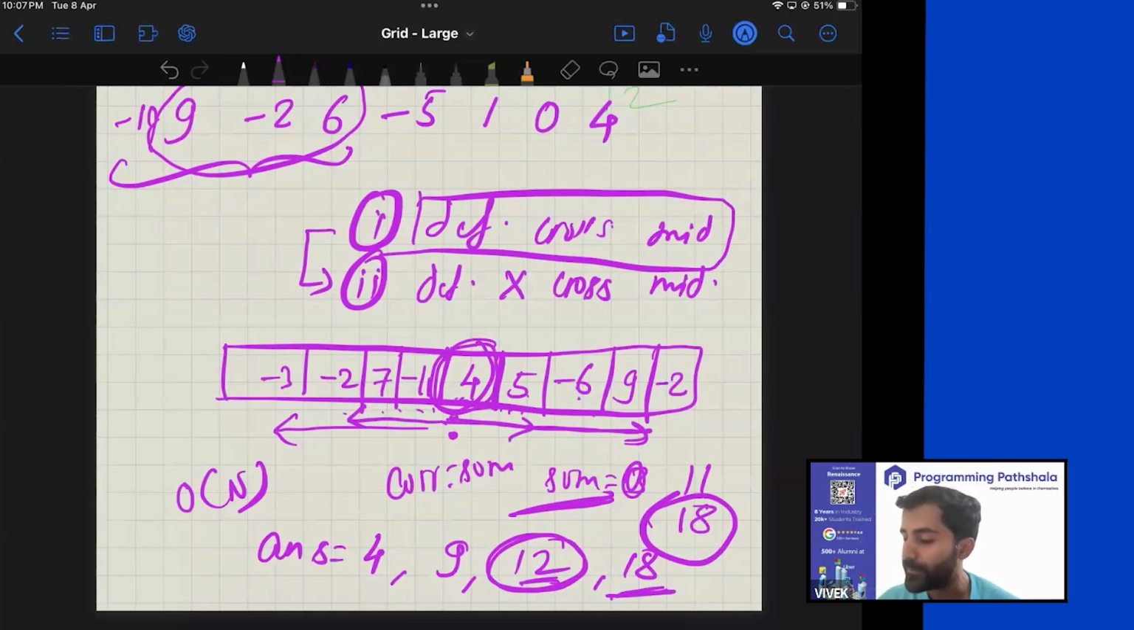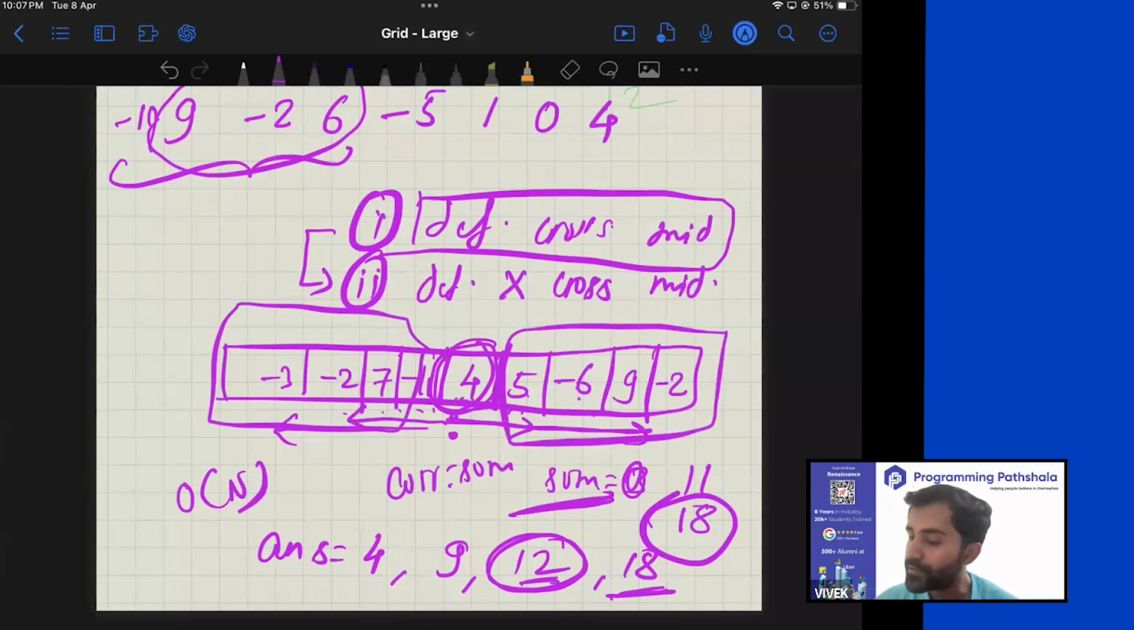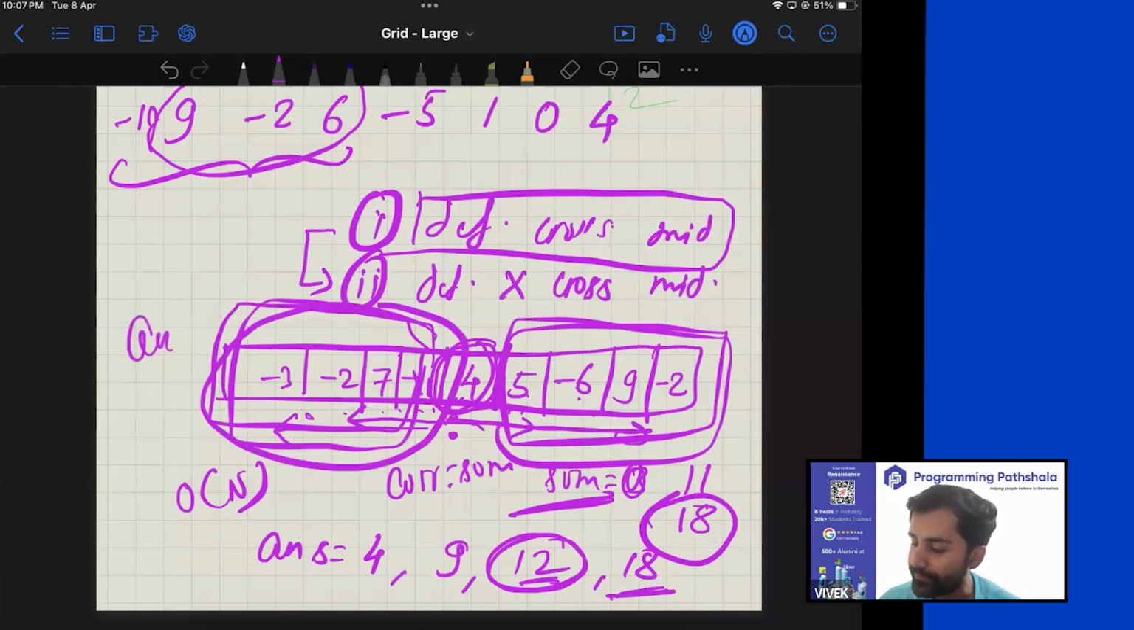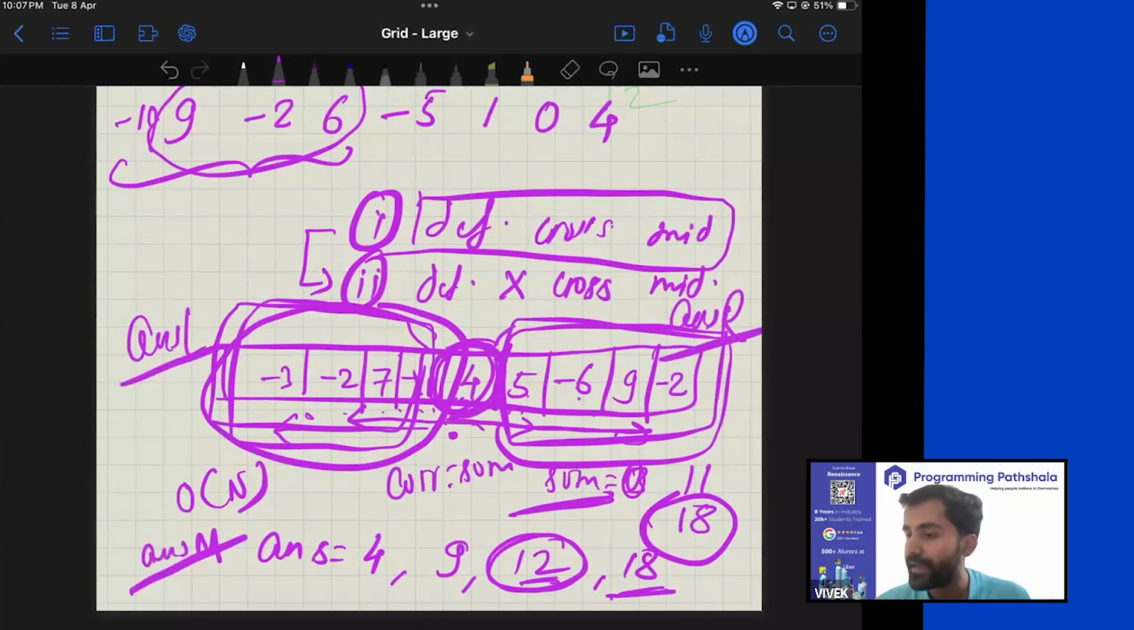And now there are two possibilities left. First possibility is that your answer is either contained in the left half or it is contained in the right half. So you would make a call for the left half, make a call for the right half, and then out of all the three options, whatever is the best answer, that would be your actual answer. So imagine that the best possible answer from here is answer left, and the best possible answer from here is answer right, and the best possible answer that crosses the midpoint is answer mid. Out of these three, whatever is the maximum, that would be your overall answer.